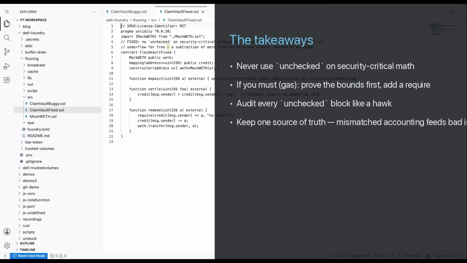The takeaways. Never wrap security critical arithmetic in unchecked. If you truly need it for gas, prove the value can't underflow first and guard it with an explicit require. Treat every unchecked block as a red flag in review, and keep a single source of truth for balances. The real hack started because two accounting paths disagreed and one fed a poison number into the other.